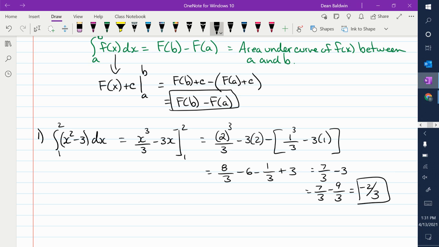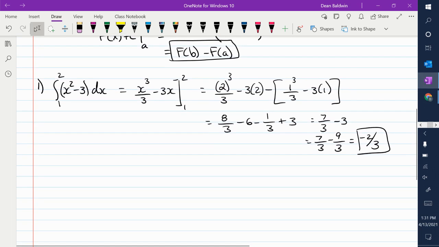All right. Do people get that? Negative 2/3? All right. We good? Does it make sense that it's negative? What does that mean if it's negative? Most of the area is below.